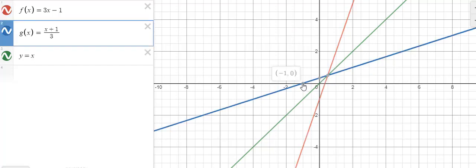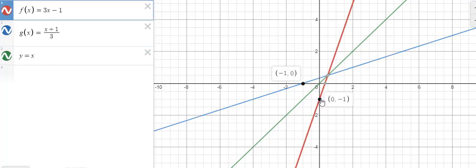So let's choose a nice point here, negative 1, 0 for g of x. That means you need to have 0, negative 1 for f of x. And we do. The distance from here to here is the same as the distance from here to here, because y equals x becomes a reflection line.